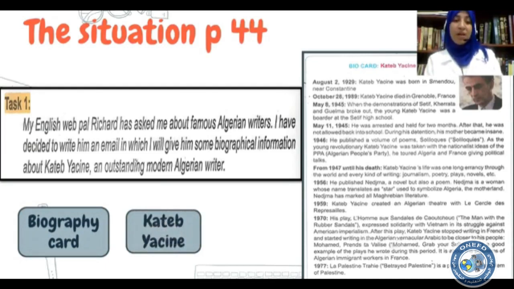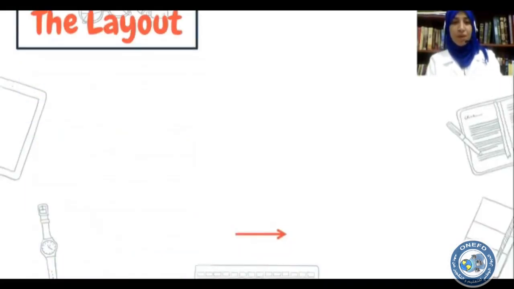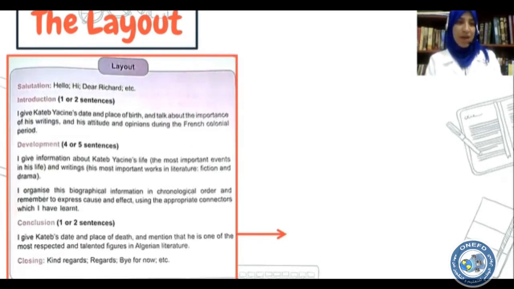So the biography card is about KTBSE, and it is going to be written in the form of an email sent to Richard. Now we are going to see the layout. So here's the layout. We have salutation: hello, hi, dear Richard, etc.